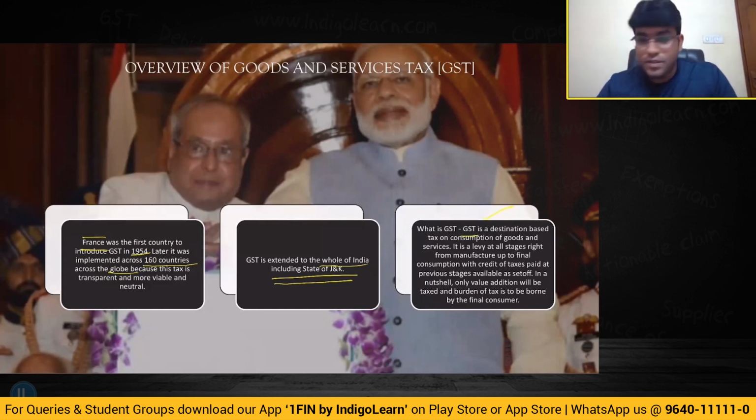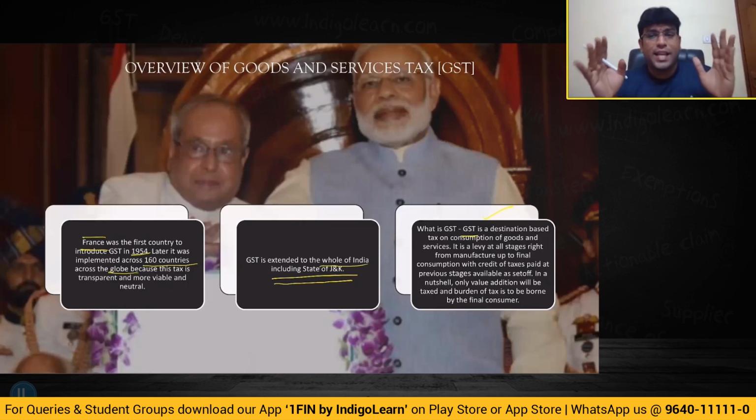Come on. GST is what? GST is a destination-based tax on consumption of goods and services. It is a levy at all stages, right from manufacture up to final consumption, with credit of taxes paid in the previous stage available as set off. In a nutshell, in a simple way, only value addition will be taxed, and the burden of tax is always borne by the final consumer. That's basically the inherent nature of indirect taxes. We keep saying indirect taxes because the ultimate burden falls on the consumer. We have a facility to shift the burden to the consumer. That's what we call indirect taxes.